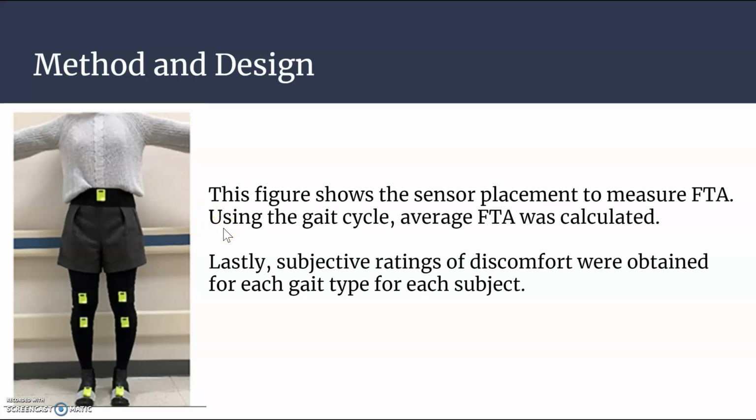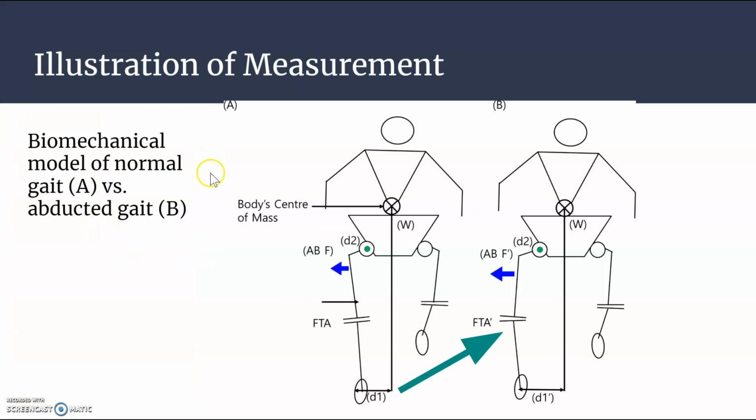And then subjective ratings of discomfort during each gait cycle were also obtained. So here is an illustration of what the femorotibial angle actually is. On the left we have the normal gait, and on the right we have the abducted gait. This angle measured right here is the femorotibial angle, and this is what's called a varus, when the joint bends inward. This angle can help show things like knee stress and mechanical loading, which I'll discuss later.